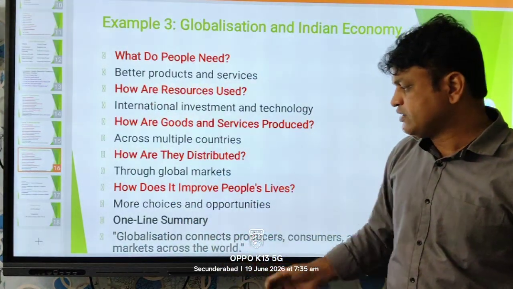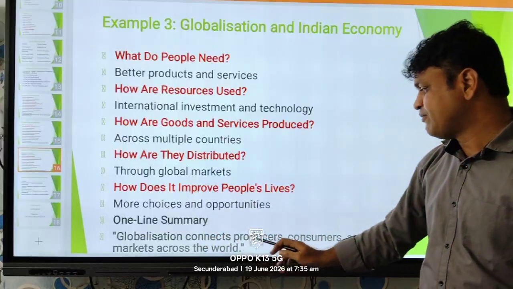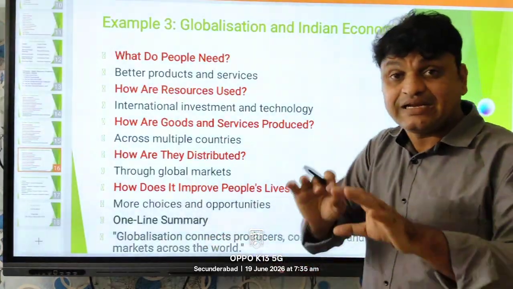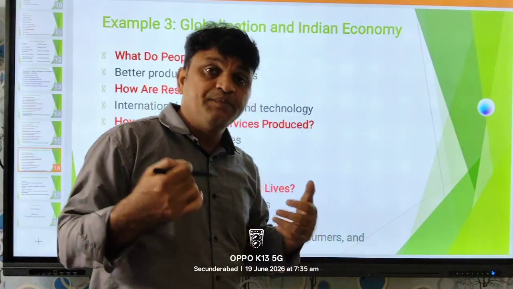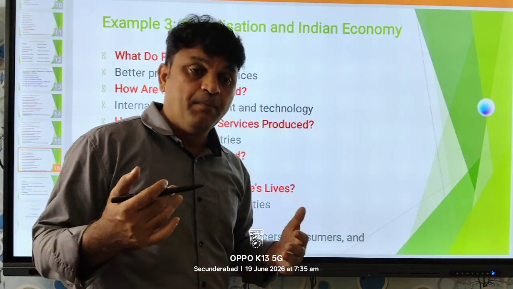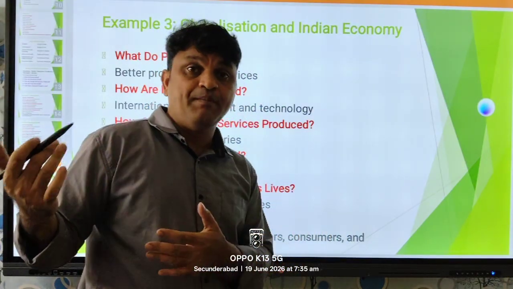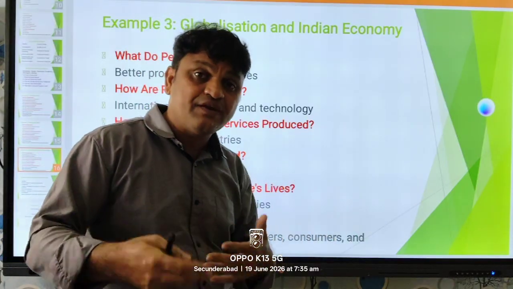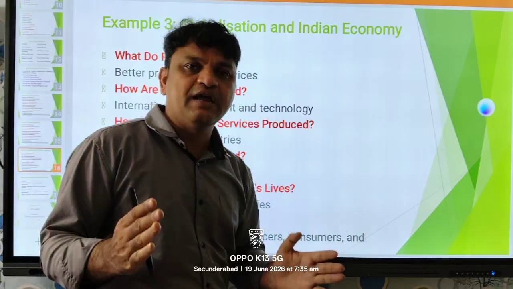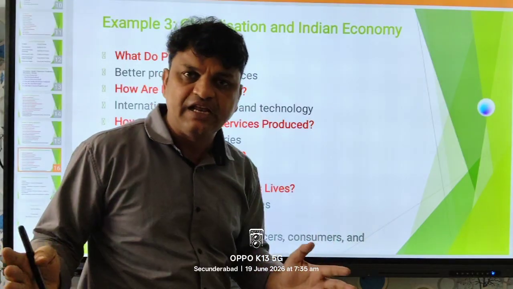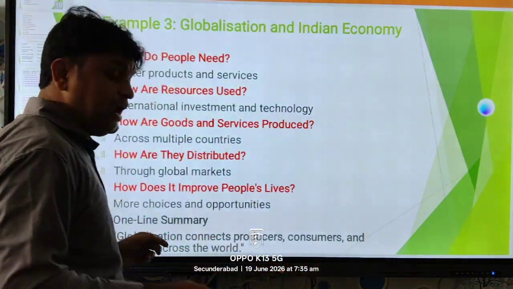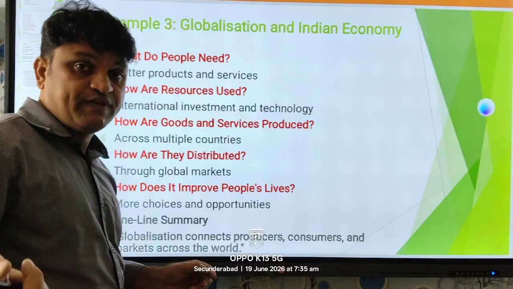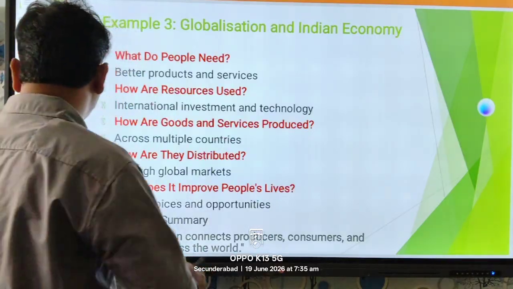If you look at the one-line summary, globalization connects the producers. It connects the business people of India, the business people of America, the business people of Europe, so everything is interconnected. And what are the factors enabling globalization? Technology, information and communication technology, plays one of the important roles. And investment, financial investment, foreign investment also.